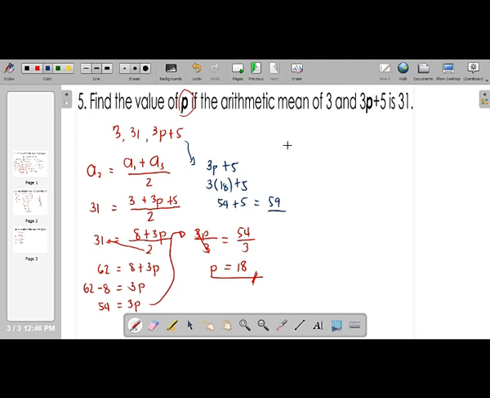So our sequence is 3, then 31, then 59. Let's see if it forms an arithmetic sequence. If it does, then our answer is correct. Since they are an arithmetic sequence, there must be a common difference. What is the gap from 3 to 31? That is 28. 28 plus 3 is 31. What is the gap from 31 to 59? It's also 28. In fact, it forms an arithmetic sequence. Therefore, we are confident in saying that our answer, in which p is equal to 18, is absolutely and definitely correct.